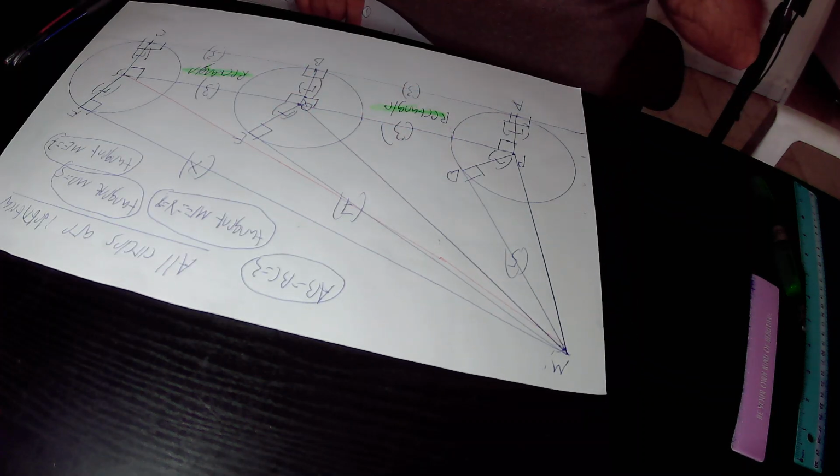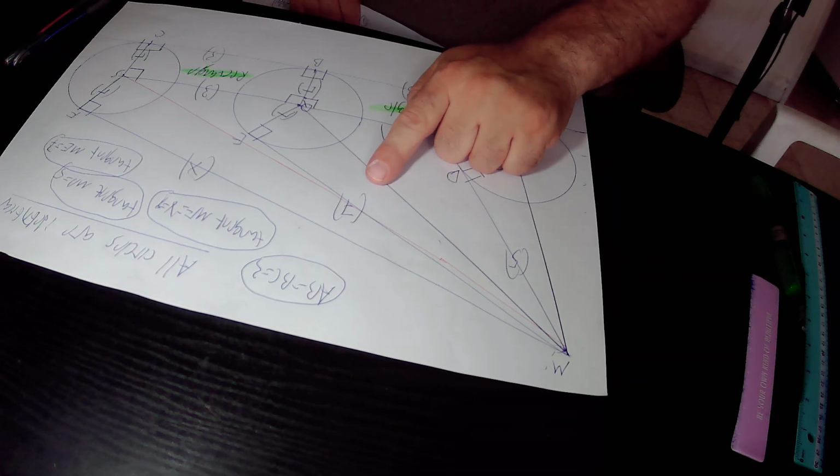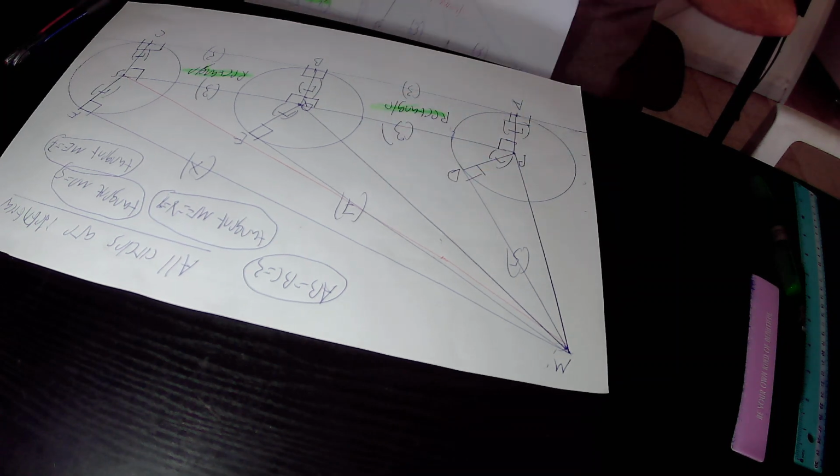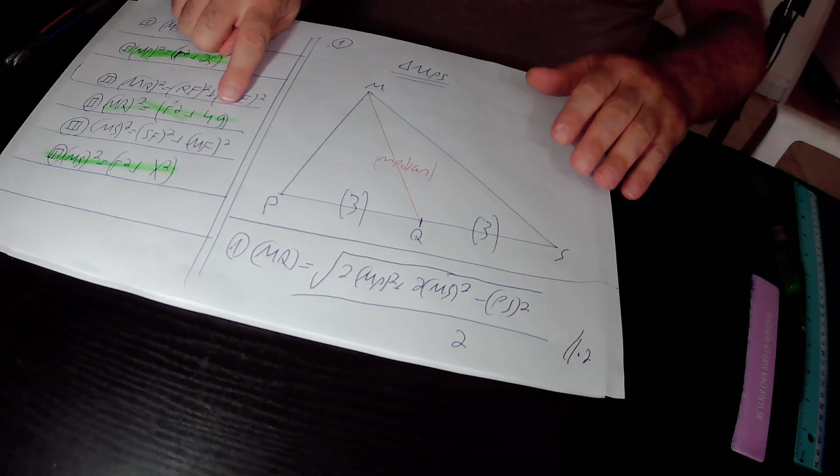QE is R, therefore QE square is R square plus ME square. ME is 7, therefore ME square is 7 square, that is 49. So in total, according to equation 2, we found out that MQ square equals R square plus 49.